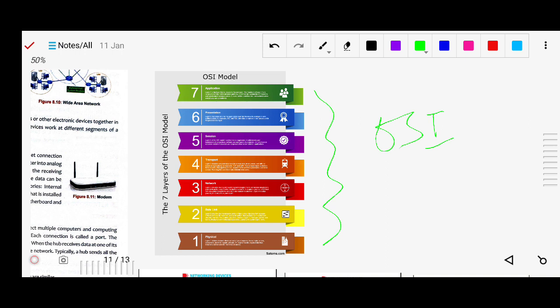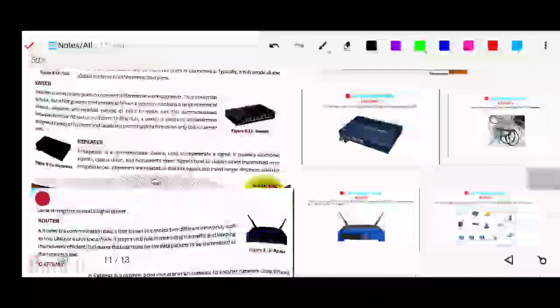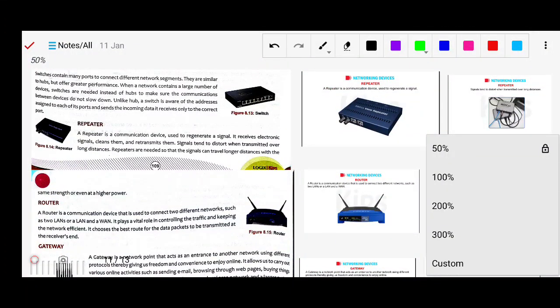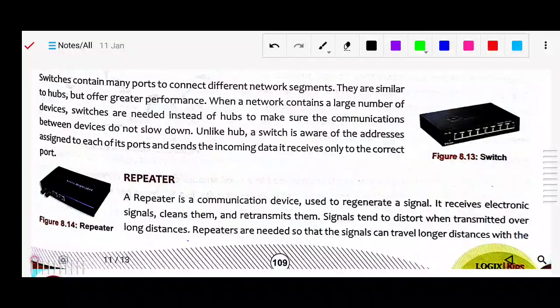Okay, next we will see, switches we have seen, now we will see repeaters. So what is a repeater? A repeater is a communication device used to regenerate a signal. It receives electronic signals, cleans them and retransmits them. Signals tend to distort when transmitted over a long distance. Repeaters are needed so that the signal can travel a longer distance.